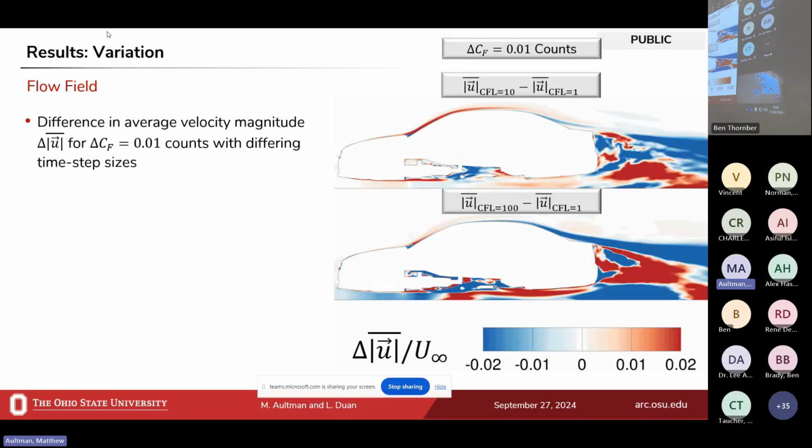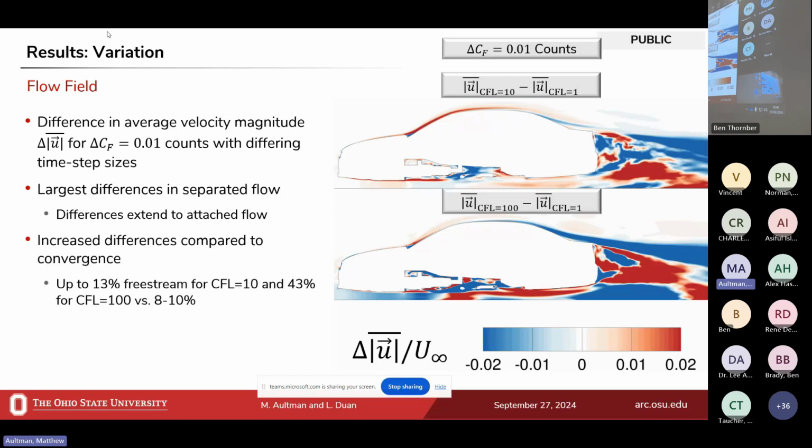So we did the same thing now, but this time going through and using the different time step sizes. In this case, delta CF equals 0.01, and then taking the difference between CFL equals 10 and 1 and 100. And again, the largest differences are in separated flow, but we do see now the differences extend to the attached flow. So in this case, you can see some differences in the boundary layer over the front end of the vehicle. Now, these increased differences compared to the convergence, in this case, it's up to 13% of the free stream for CFL equals 10 and 43% for CFL equals 100 versus the 8% we saw before.